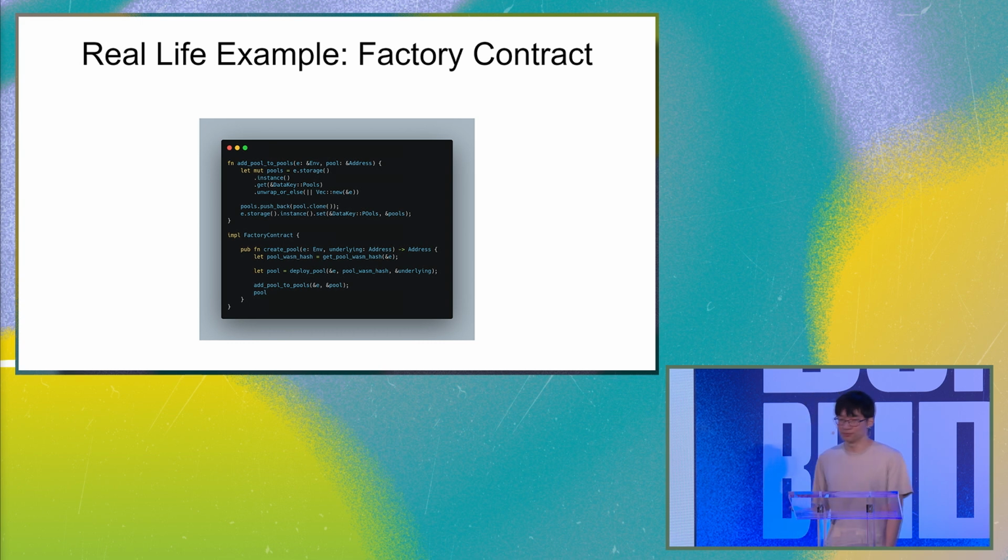Here's a real-life example where instead of storing users, as I used in my previous example, they store, in this factory contract, the pools, the deployed contracts. So if you just have a vector of pools and you push to that vector, you'll exceed the instance size limit, and then it will abort.